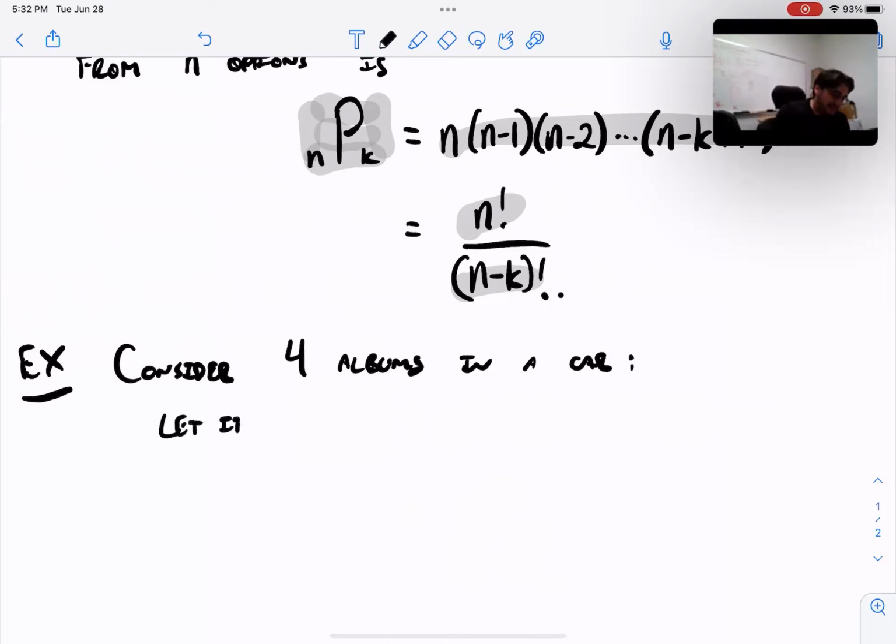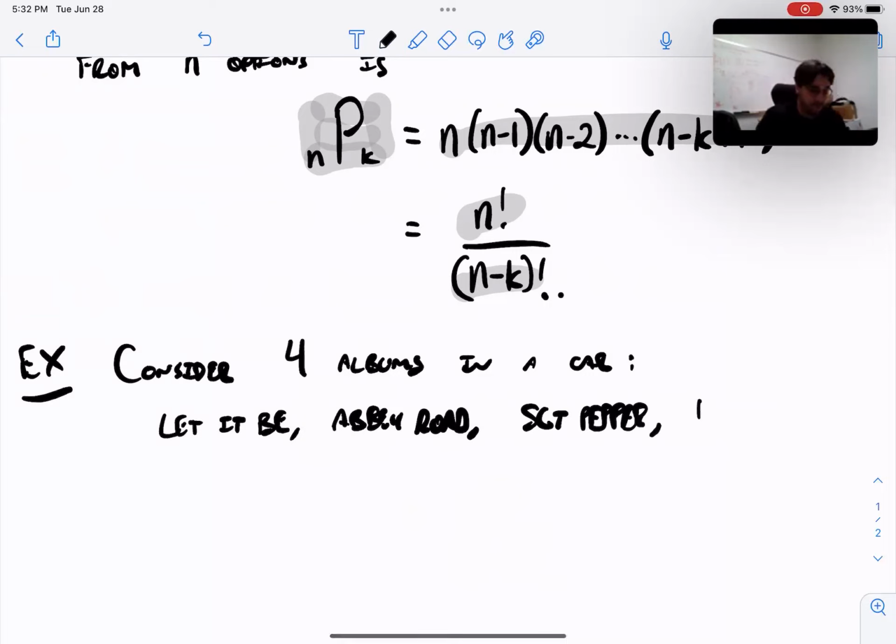And let's say we have Let It Be, we have Abbey Road, we have Sgt. Pepper, and let's say we have Revolver. So these are the 4 albums that we have in our car. Sorry, Magical Mystery Tour, no disrespect, I love that album, but here's our White Album. Maybe we should swap Revolver for White Album. It's too late. We've gone too far. We've already written these out. So these are the 4 albums in our car.